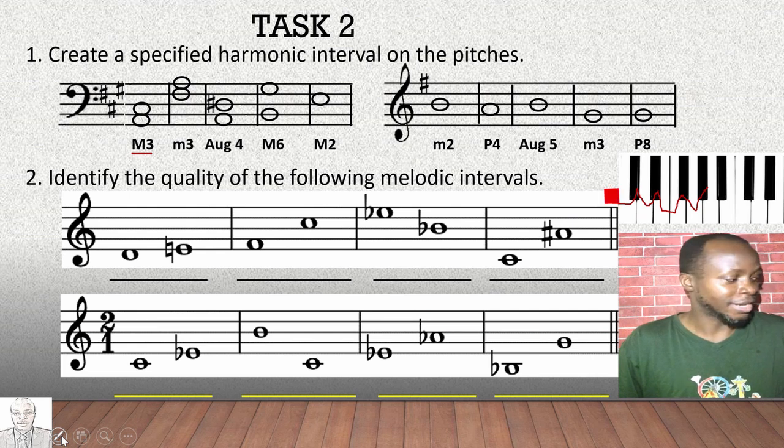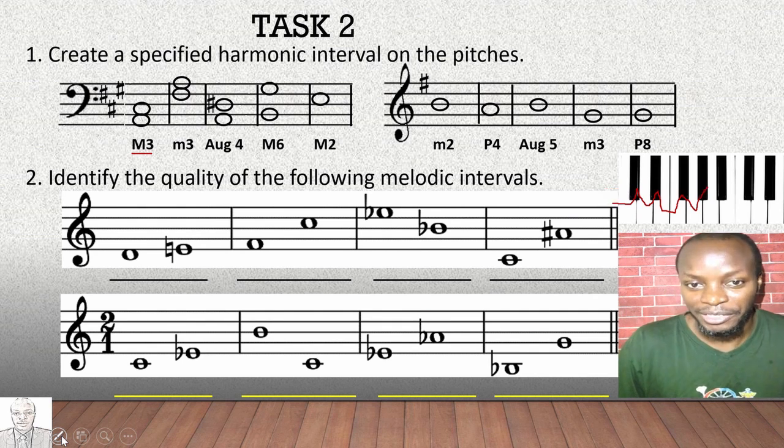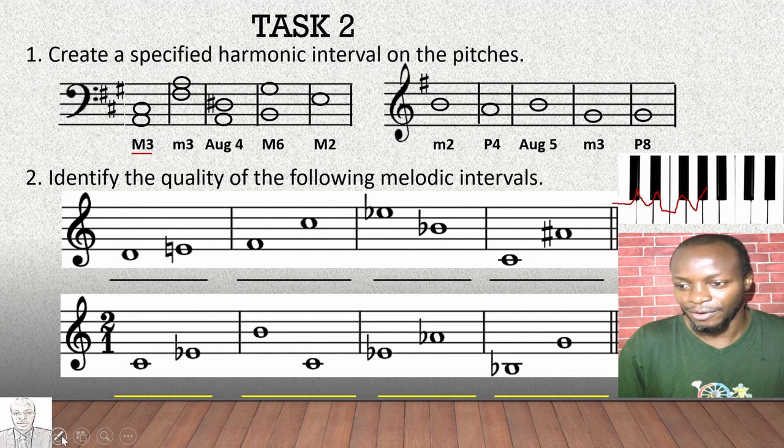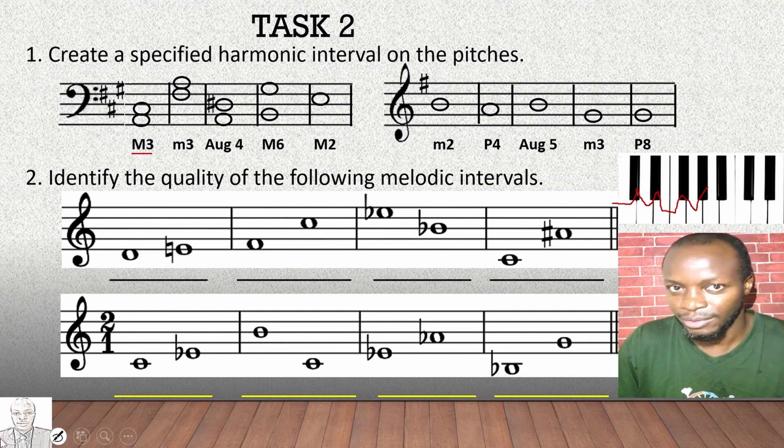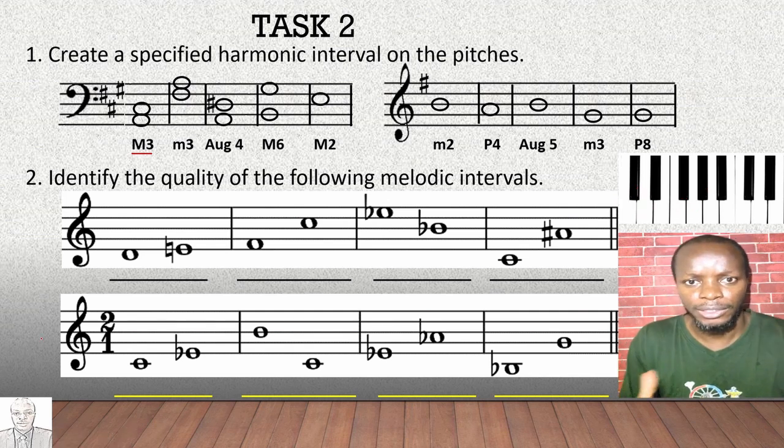Right? So that is a major sixth, and it has 9 semitones. Alright, now let's go to the next one. Major second. A major second has 2 semitones, right? That's 2 semitones.